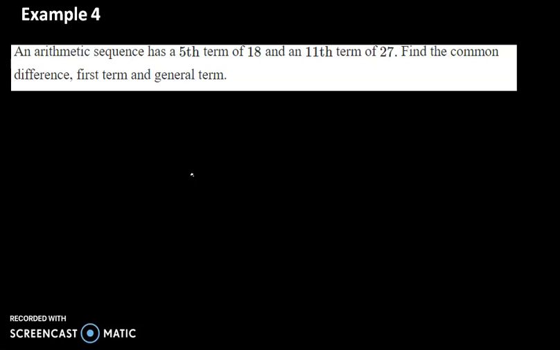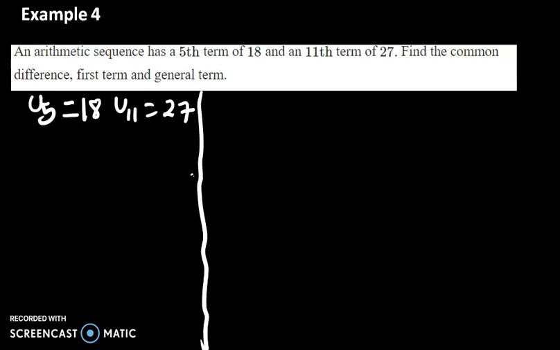For the last example, we have an arithmetic sequence with a fifth term of 18 and an eleventh term of 27. Find the common difference, the first term, and the general term. They gave us u5 and u11, and they want us to find the common difference, the first term and the general term. The way we can do this is, first let's assign each value. So u5 is 18, u11 is 27. That's the only thing we know so far.